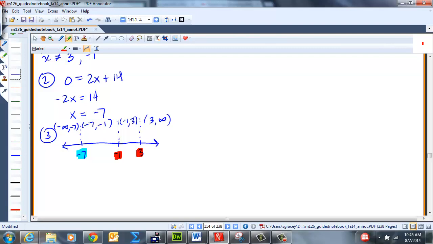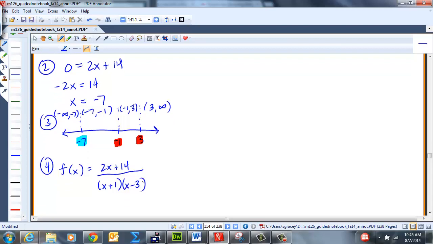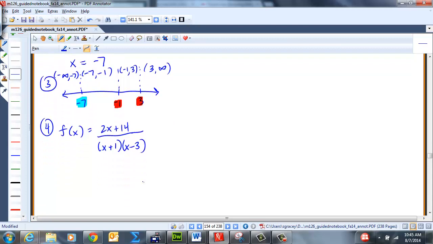Okay, so part 4. Remember that f(x) was equal to (2x + 14) divided by, what was it? (x + 1)(x - 3). And what test values should we use? That sounds good. We can do negative 8, we could do negative 2 here, 0 here, and 4 here.